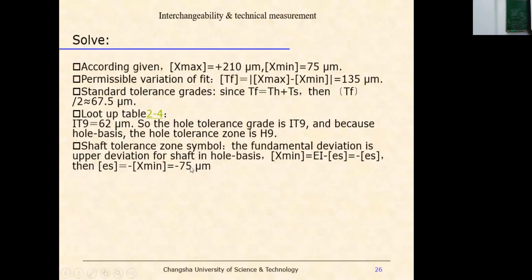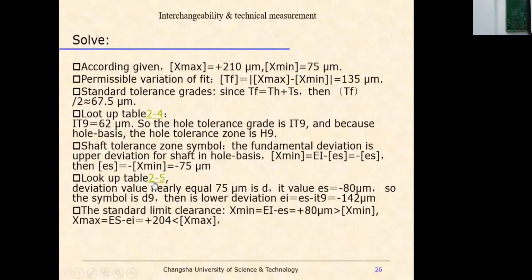So minus ES equals around 75. So it's larger than this one. This is the minimal clearance. The minimal clearance is at least 75, right? So we check the table 2.5. We know the value nearly equal to 75 is D, equals minus 80 um. So the symbol is D line. Then the low deviation EI is minus 142, right?